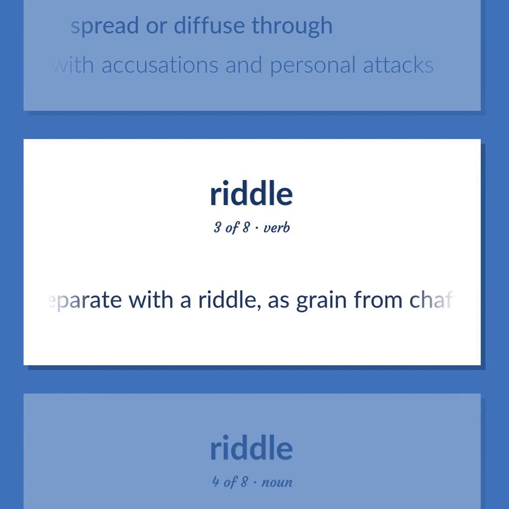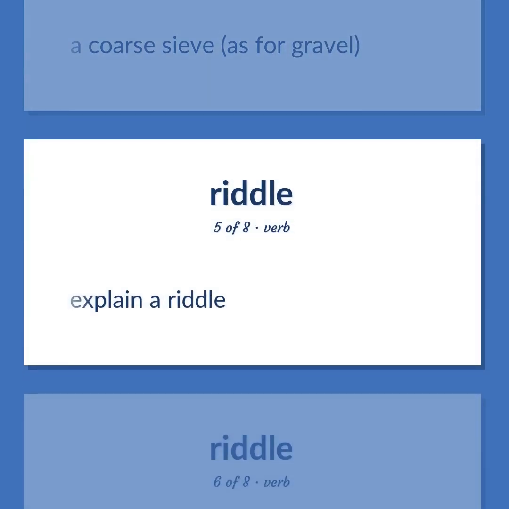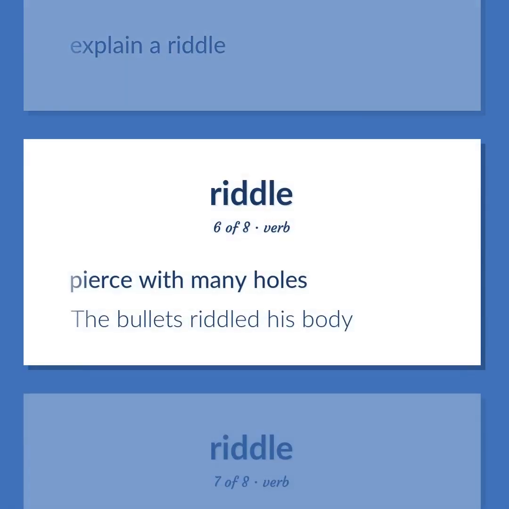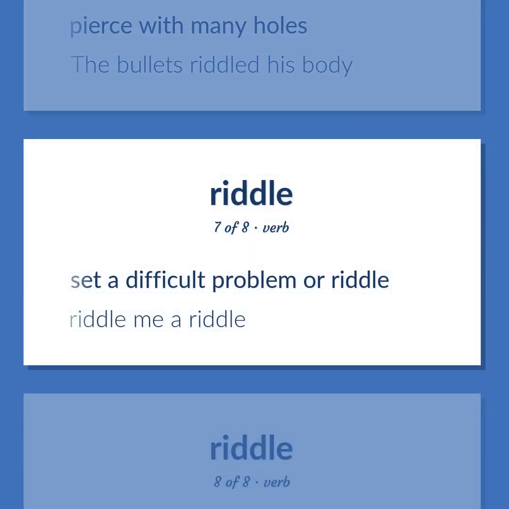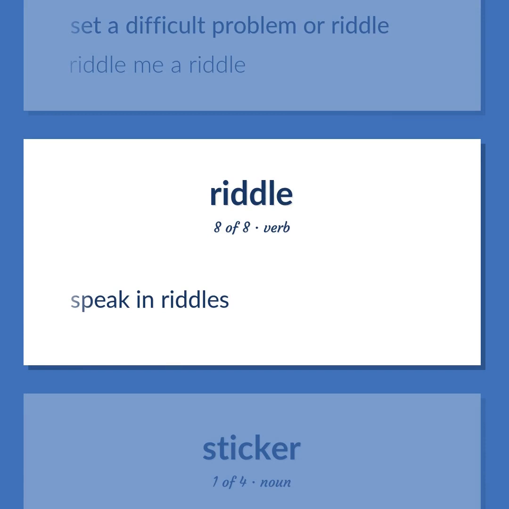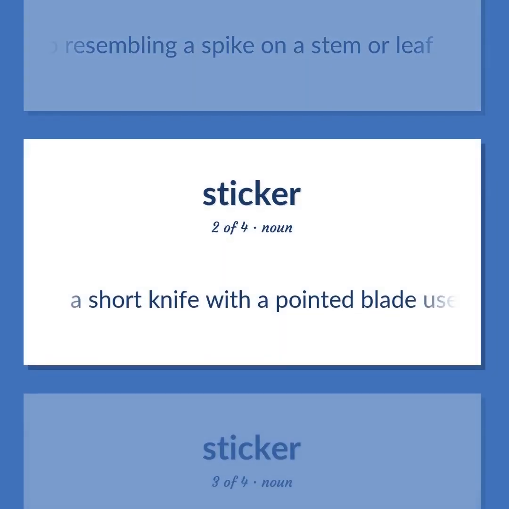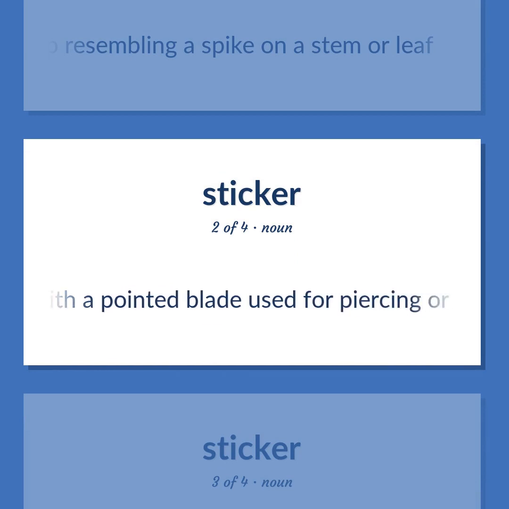Separate with a riddle, as grain from chaff. A coarse sieve, as for gravel. Explain a riddle. Pierce with many holes. The bullets riddled his body. Set a difficult problem or riddle. Riddle me a riddle. Speak in riddles. A small sharp-pointed tip resembling a spike on a stem or leaf. A short knife with a pointed blade used for piercing or stabbing.